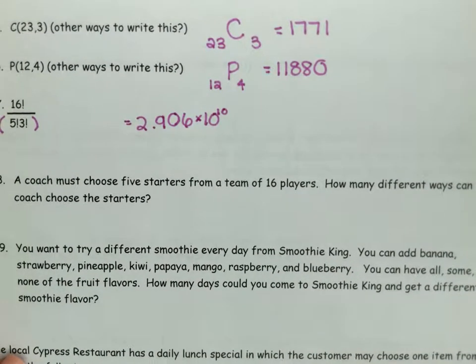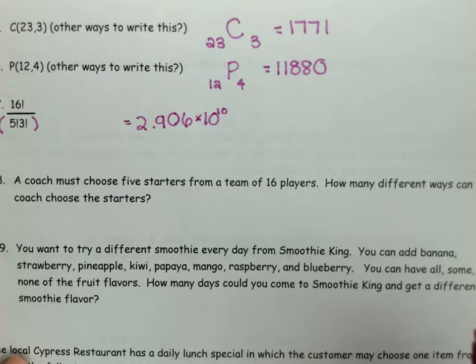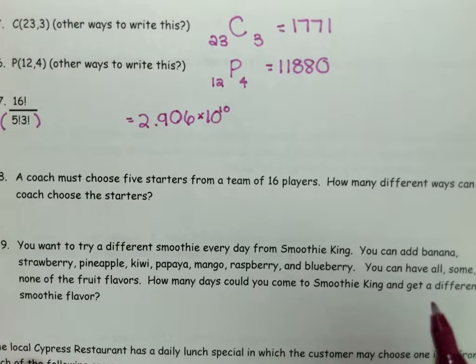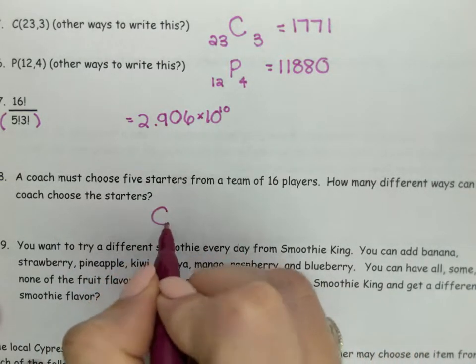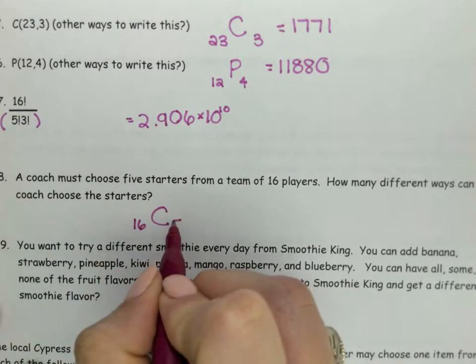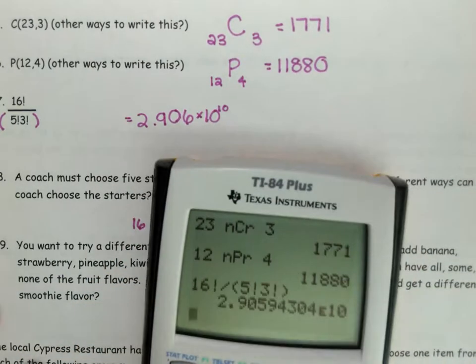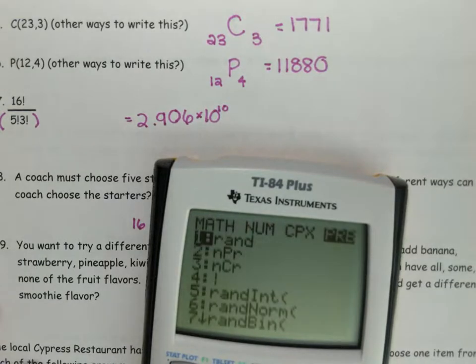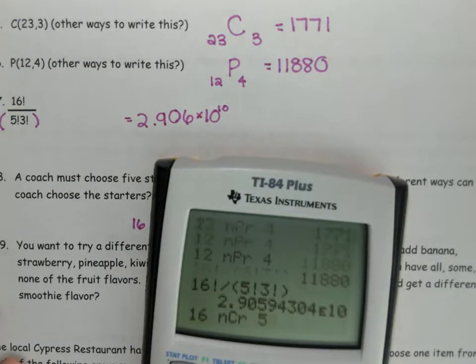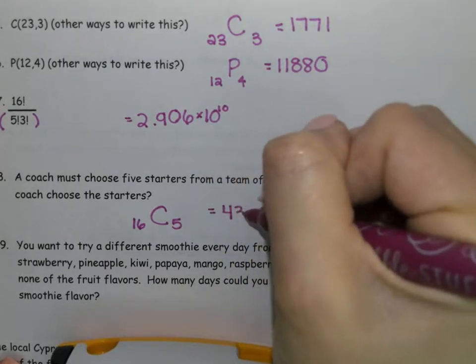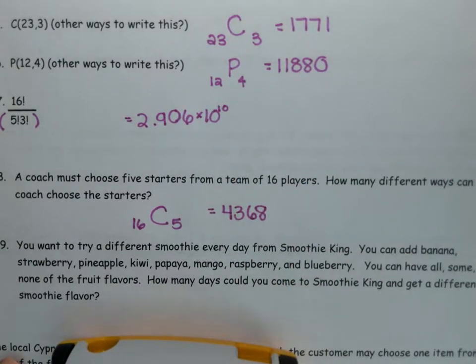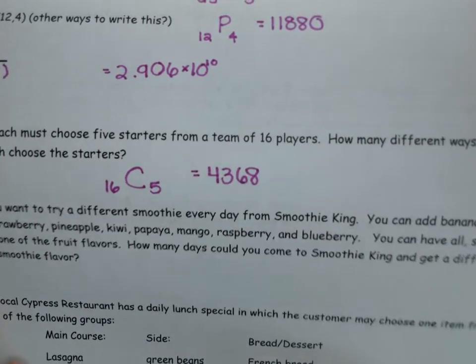A coach must choose 5 starters from a team of 16 players. How many different ways can the coach choose the starters? Because we are not assigning our starters specific roles, we're just picking a group of 5, this is going to be a combination. So out of 16 people, we are selecting a group of 5. So 16, combination 5. So there are 4,368 ways that you can select the starters.